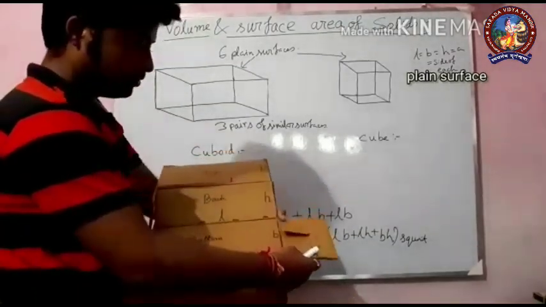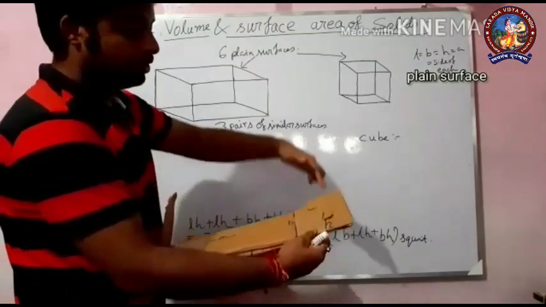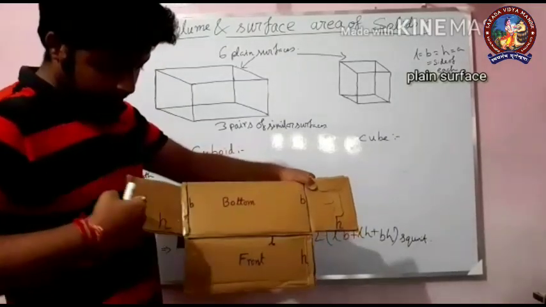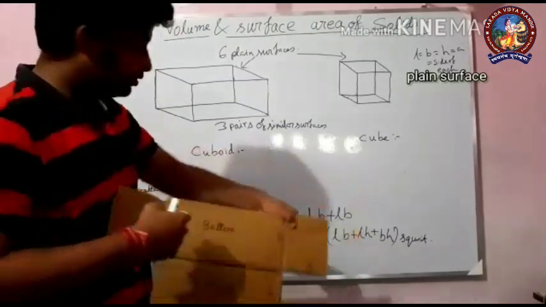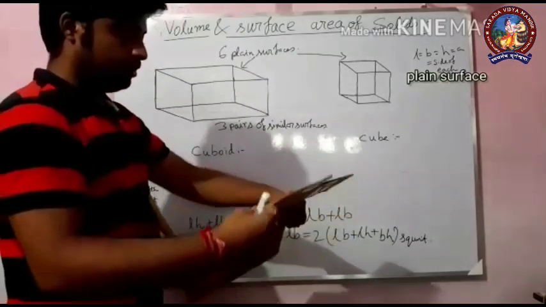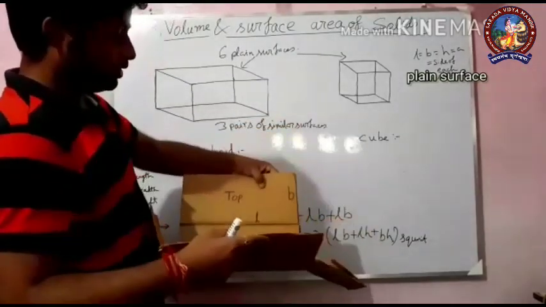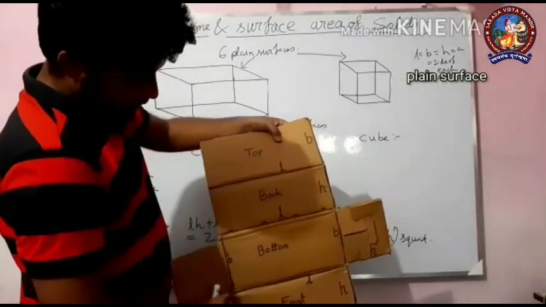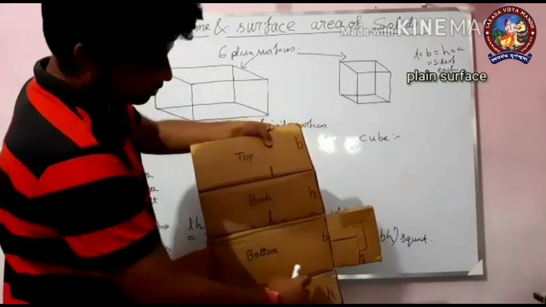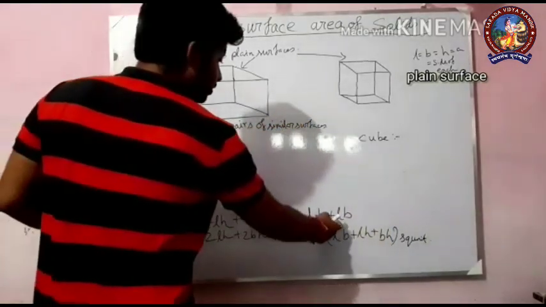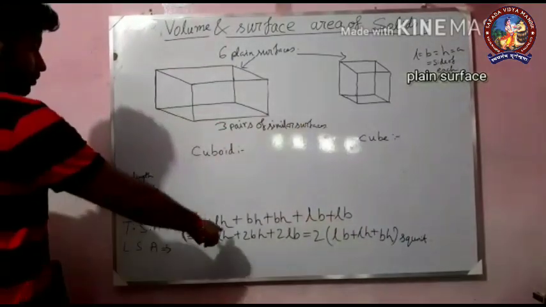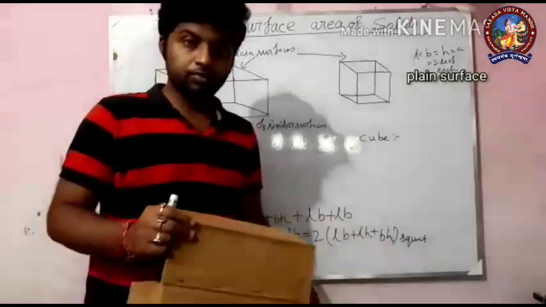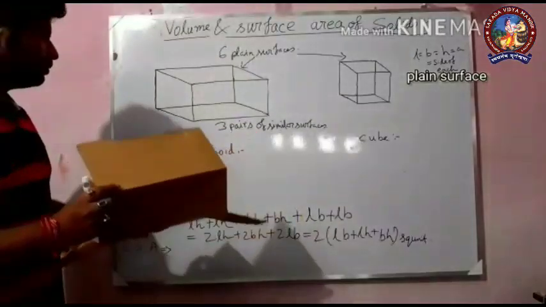Similarly for BH, for the left hand surface and the right hand surface, this is BH. So the area of this surface is BH, and this is also BH. So 2BH are there. And for the top surface or the upper surface, this is the length and this is the breadth. Similarly, for the bottom surface, this is the breadth and this is the length. So 2 length into breadth are there. After the calculation, we get the formula 2 into (LB plus LH plus BH) square unit.